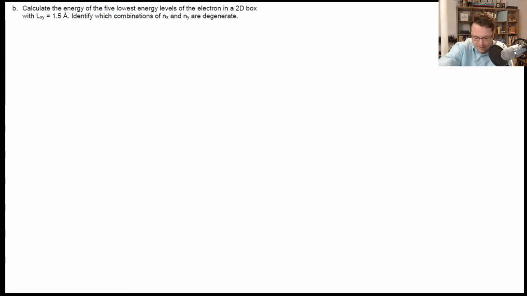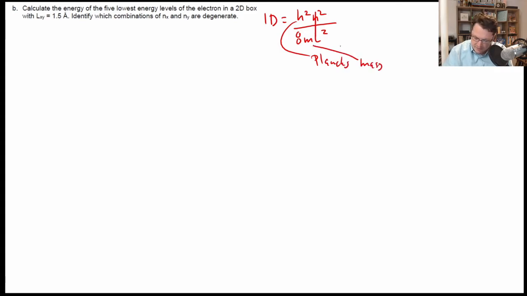The 1D particle in a box equation, let me just write it out, is simply h squared n squared over 8mL squared, where h is Planck's constant, m is the mass, L is the length of the box, and n is the energy level that you're looking at in those cases.